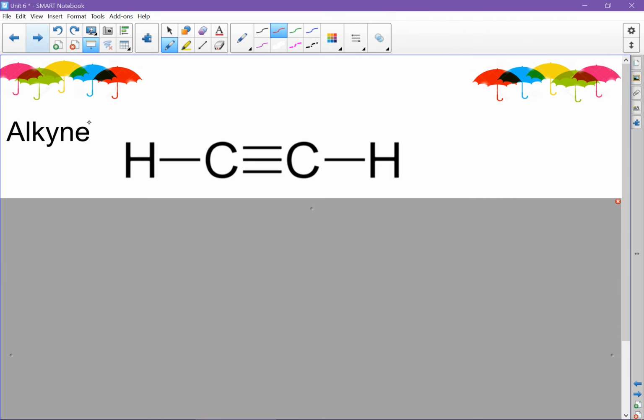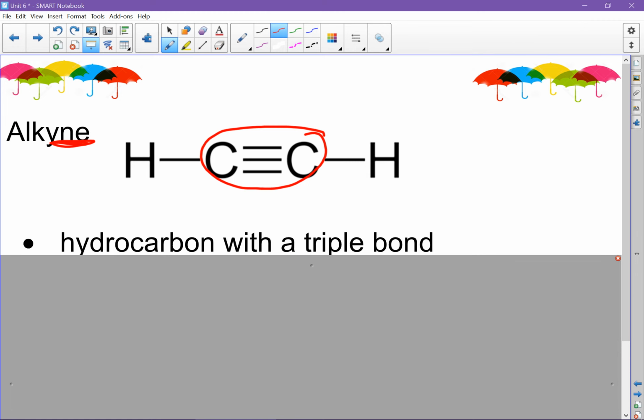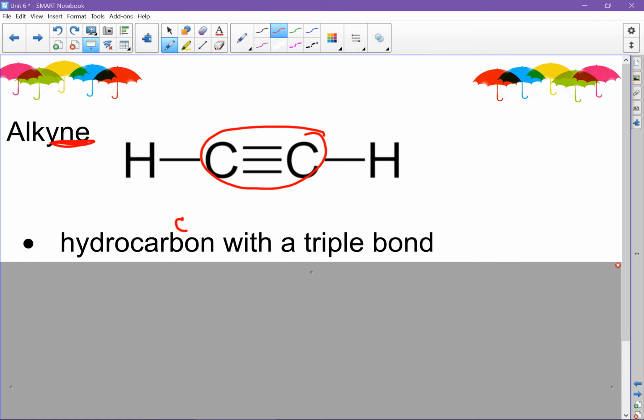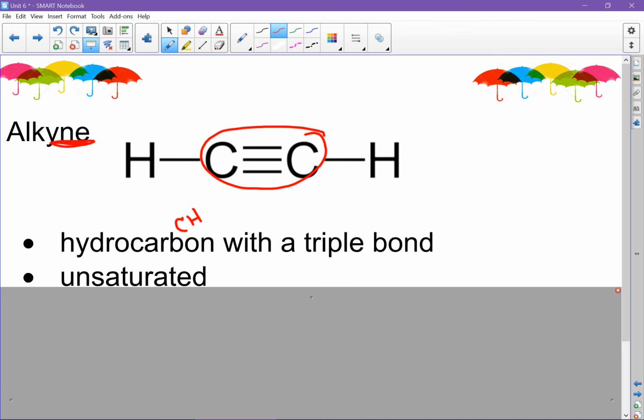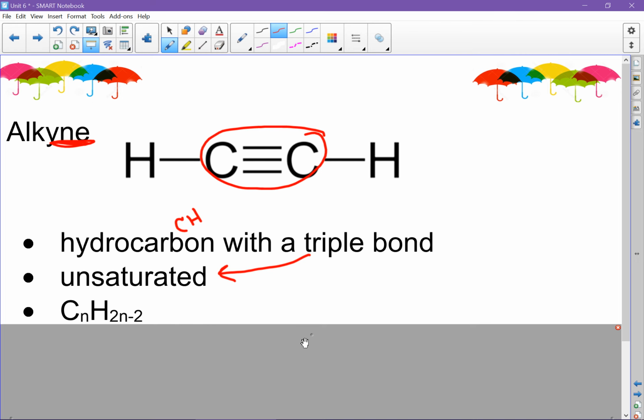Next we're going to go down to alkyne. Notice the ending is -yne here. And here what's special in this picture is the triple bond between the carbons. So what's going on here is it's still a hydrocarbon, still only C's and H's, but now you've got a triple bond in there. So that triple bond still makes it unsaturated. To figure out your hydrogens here, you're going to do times 2 minus 2.